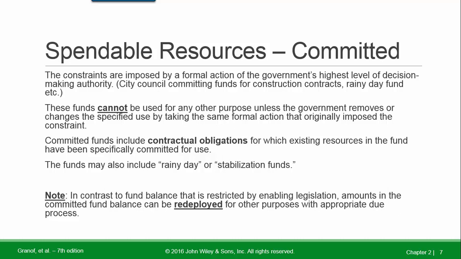Committed funds include contractual obligations for which resources in the fund have been specifically committed for use. And as mentioned earlier, these include rainy day or budget stabilization funds. In contrast to the fund balance that is restricted by enabling legislation, amounts in committed fund balance can be redeployed for other purposes with appropriate due process.